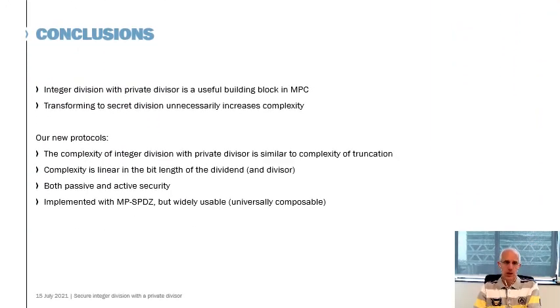To conclude, we showed that integer division with private divisor is a useful building block in MPC. Transforming to secret division unnecessarily increases the complexity. It's better to use one of our protocols, where we show that the complexity is similar to the complexity of truncation. And this complexity is linear in the bit length of the dividend and of the divisor. We gave both passively and actively secure protocols. We implemented in MP-SPDZ, but you could implement it in any other MPC framework. We showed that it's universally composable, so it can be plugged into all problems that you would.